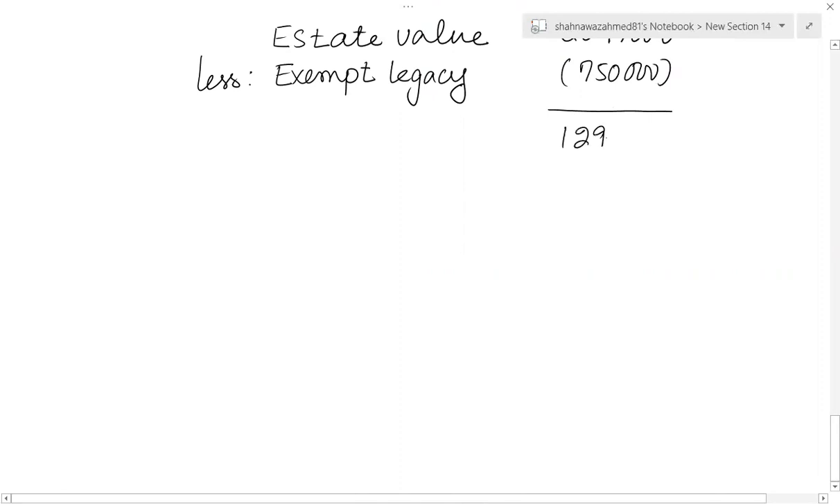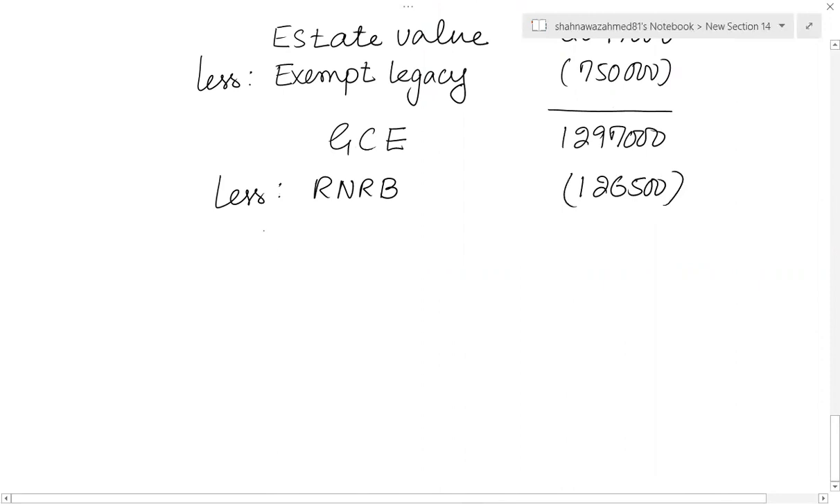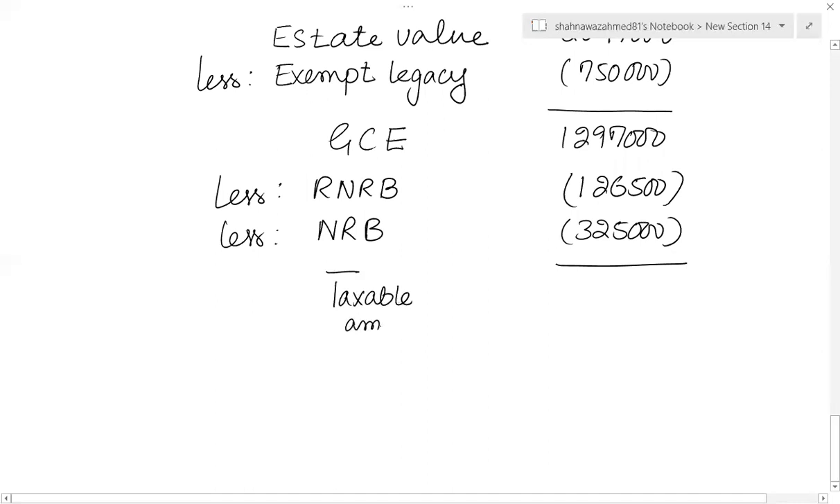So in this way, the gross chargeable estate, GCE, comes out. And from GCE, first deduct RNRB as per the rule, 126,500, and current year nil rate band because there is no lifetime transfer. So whole available 325,000. So in this way, the taxable amount is 845,500, and IHT liability is 40%.